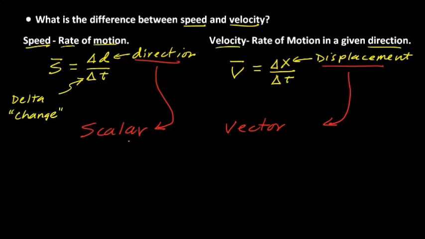And that is the ultimate difference between speed and velocity. Speed is calculated using distance, so speed is a scalar quantity, a scalar measurement, while velocity is calculated using displacement, and that makes velocity a vector measurement. And that's the difference between the two.